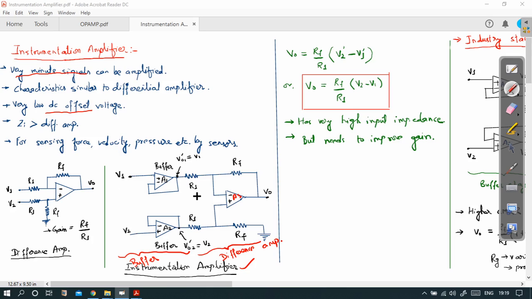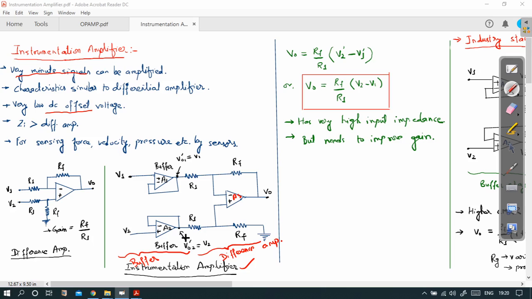So the output expression for this difference amplifier stage can be written by looking at that equation that we had just seen for the difference amplifier. It was simple. The gain factor was RF by R1, multiplied by the difference of the input signals.